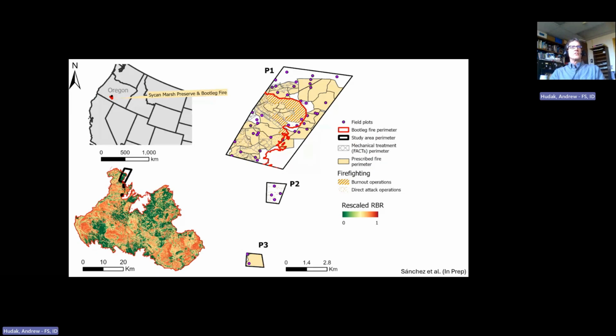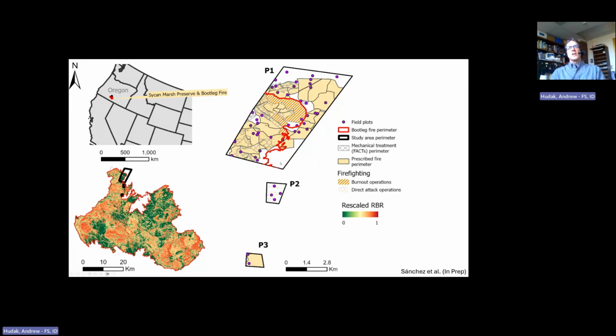Our study area in this case is Sycan Marsh, and this is a Nature Conservancy preserve in south central Oregon. And it was impacted by the Bootleg fire in 2021. This was at the time the largest wildfire in Oregon state history. And it burned a huge area. I don't remember how many thousands of hectares it burned. But the Sycan Marsh study area is just this black rectangle up here. And this is a zoom-in shot of the black rectangle along with a couple other parcels below.